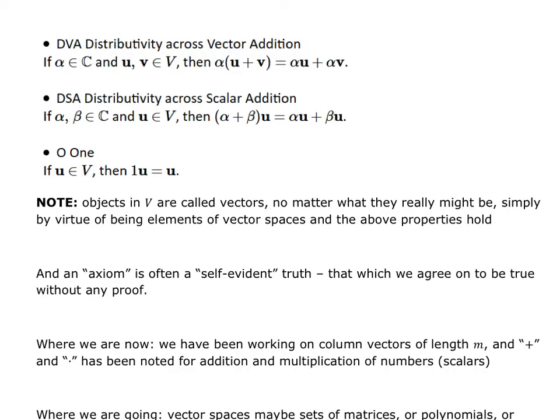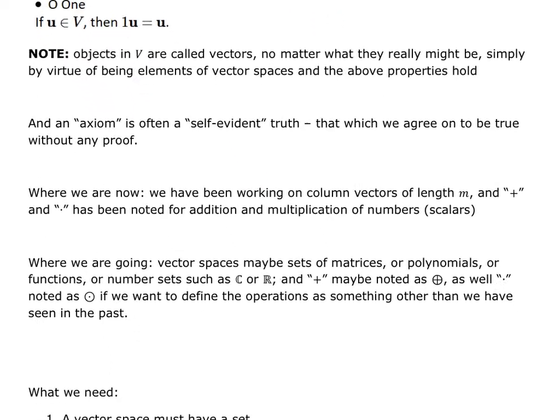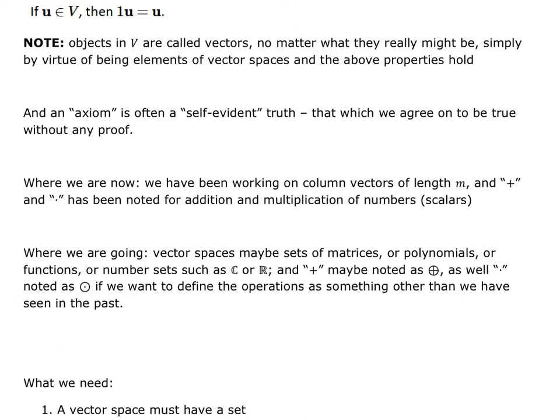That's what we all agree on. Now, where we are right now is we've been working on column vectors of length m, and we have considered plus and the multiplication as vector addition and vector multiplication of scalars.